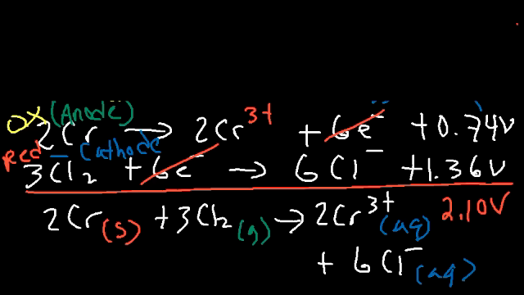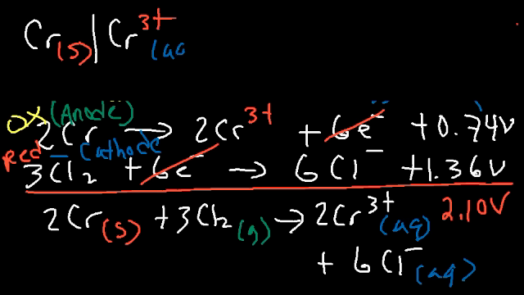So now, how can we write the cell notation for this reaction? So let's start with the anode side, the oxidation part of the reaction. So we have chromium metal, and we're going to separate this solid with a line, and this is going to turn into chromium 3+, which is in the aqueous phase. So next we need a salt bridge, which is represented by the two lines in the middle. And so now we're finished with the oxidative part of the reaction. That is the anode part.